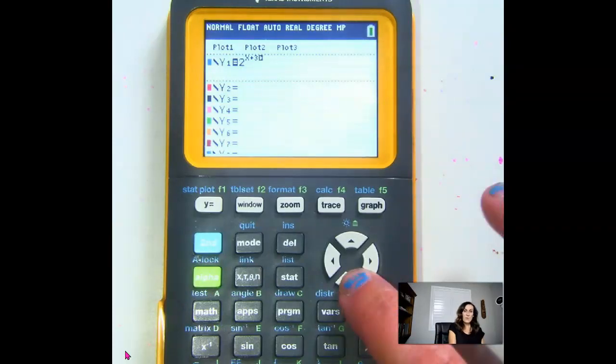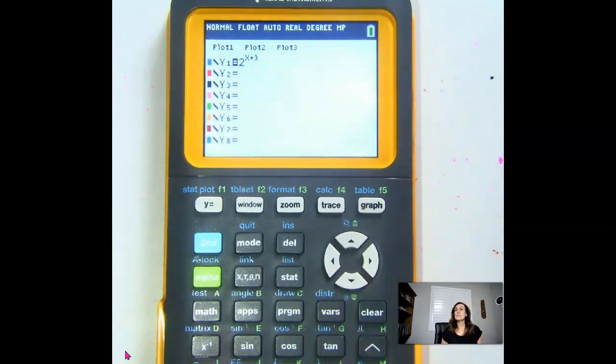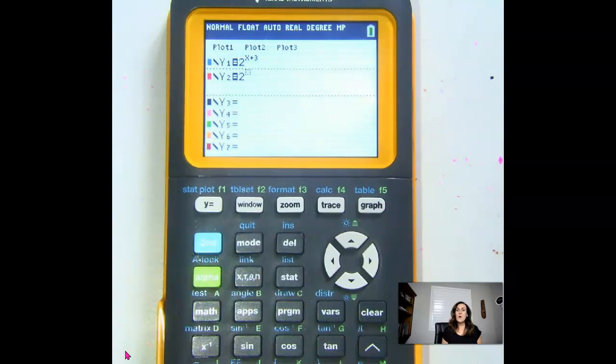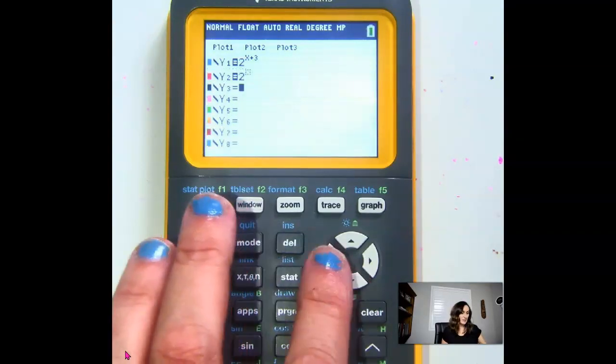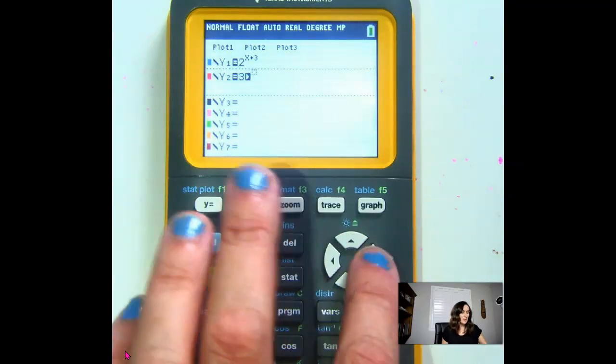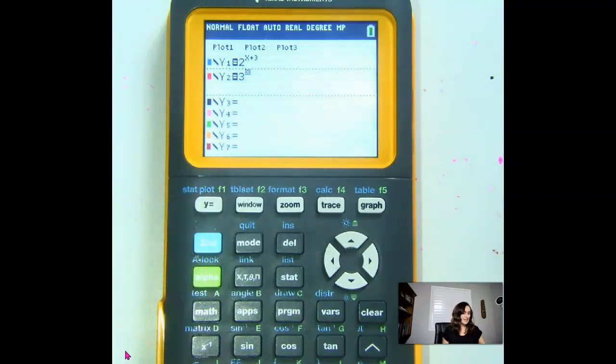And then for the y2, we're going to put in 2 raised to, and oh, actually the base is 3. So you can go back to the 2, and you can actually just type right over it. 3 raised to the x plus 4.